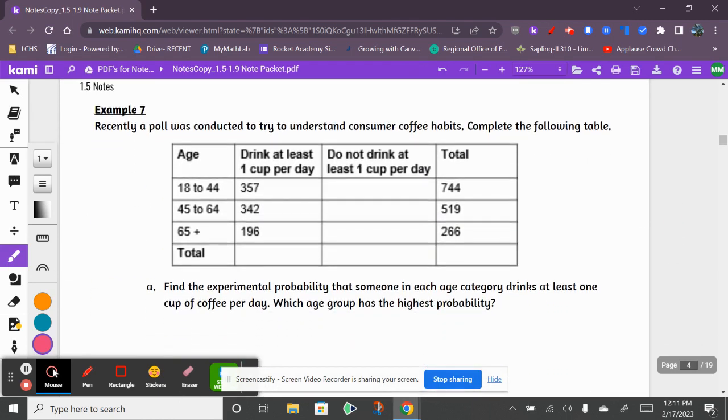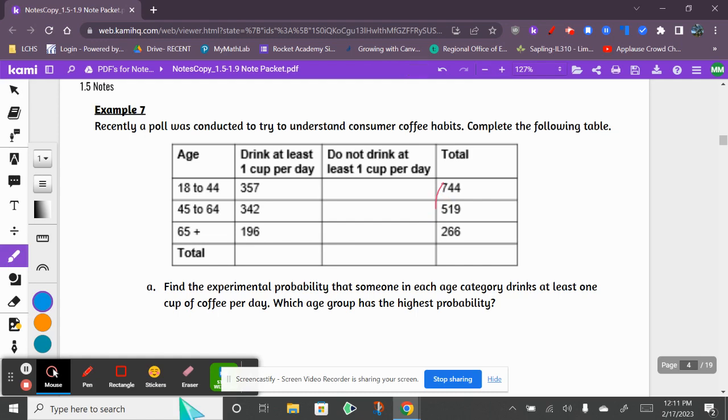Example 7. Recently, a poll was conducted to try to understand consumer coffee habits. Complete the following table. So we have different age groups, and we have 2 different categories. They either drink at least 1 cup per day, or they do not drink at least 1 cup per day of coffee. And then we have the overall total. When we look at this, we have this column missing.